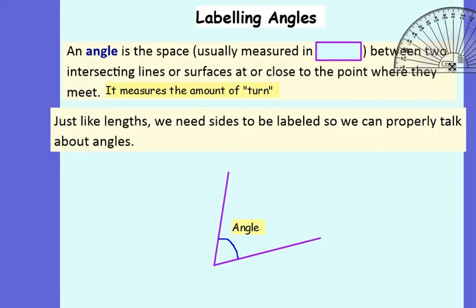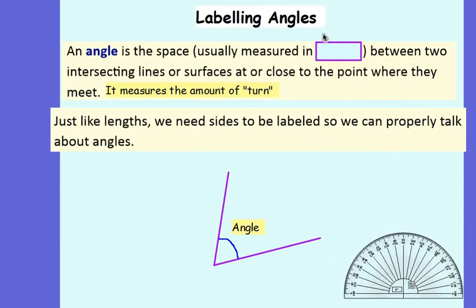But what is an angle? An angle is the space usually measured in what, Jasper? Degrees. Perfect, we measure angles in degrees. So an angle is the space, usually measured in degrees, between two intersecting lines or surfaces at or close to a point where they meet, which basically means we've got two lines, they meet at a point, and the angle is the space between them, or it measures the amount of turn. Just like lengths, we need sides to be labelled so that we can talk properly about angles.